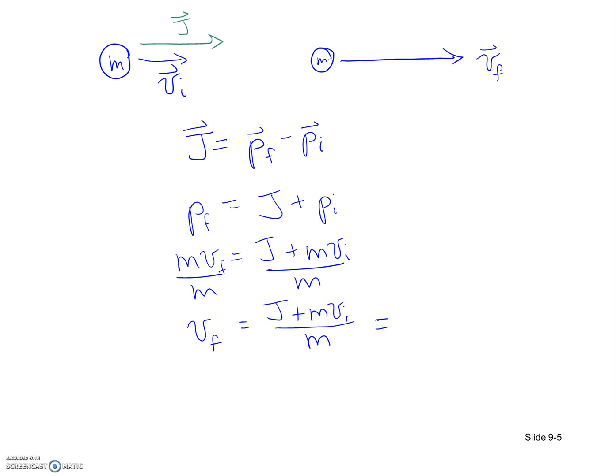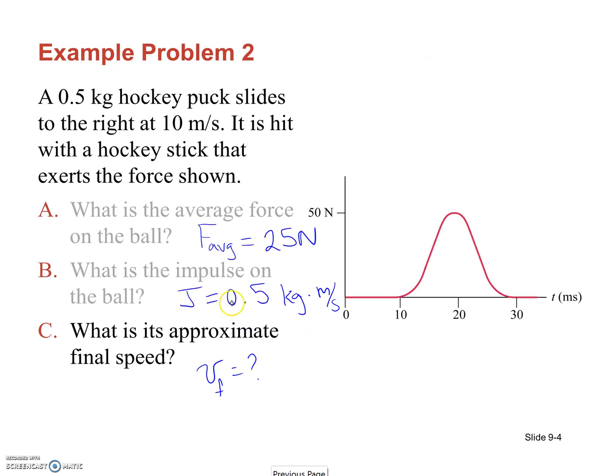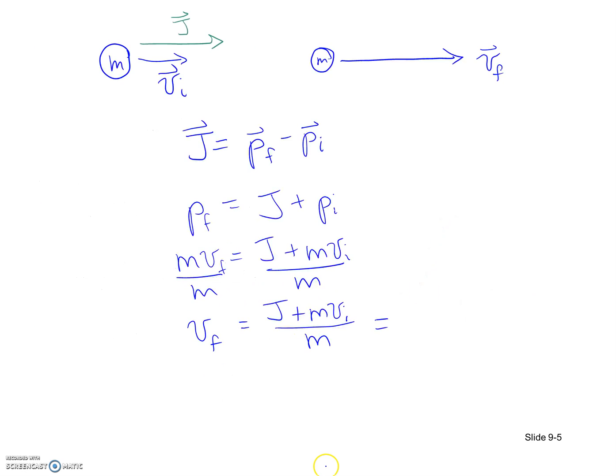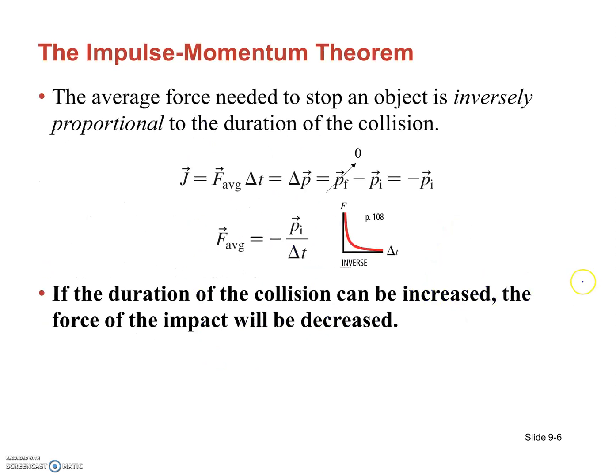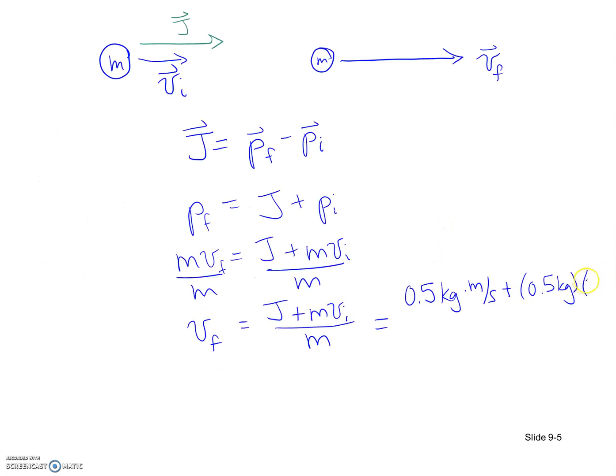Now I can plug in numbers. The impulse I had before, 0.5 kilogram times meters per second, plus the mass of my hockey puck, which was half a kilogram, times the velocity. The initial velocity was 10 meters per second, moving to the right. Oops, too far. Should be 10 meters per second. Sorry, I ran out of space a little bit. All of that divided by 0.5 kilograms.